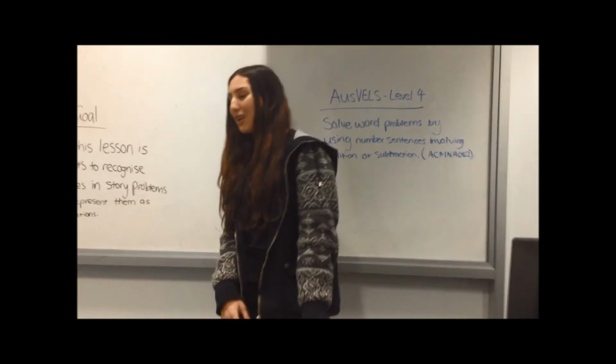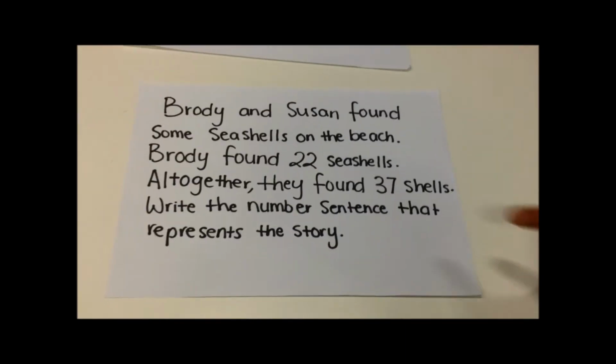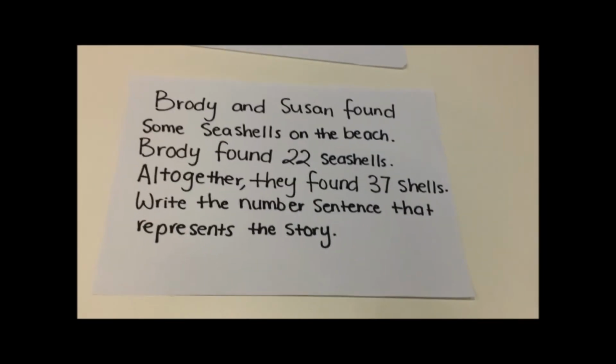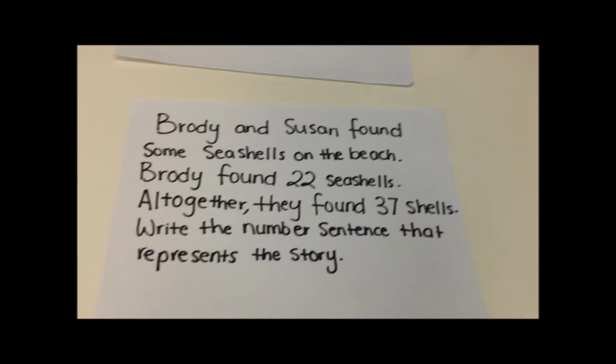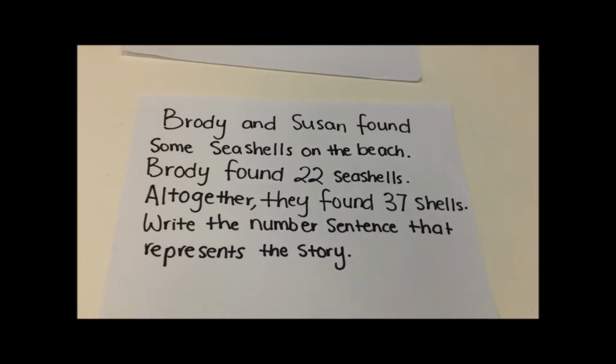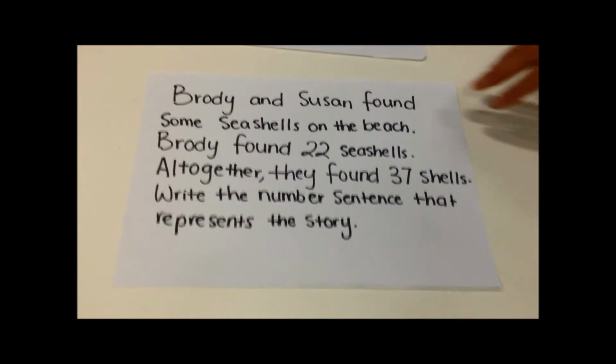Okay, so to start off the lesson, we're going to go to Kirby here. Alright, now I've given Kirby a worded story. Brody and Susan found some seashells on the beach. Brody found 22 seashells. Altogether, they found 37 seashells. Write the number sentence that represents the story. So Kirby, what do you recognise is missing from the story? What information haven't they given you? They haven't given me the variables.